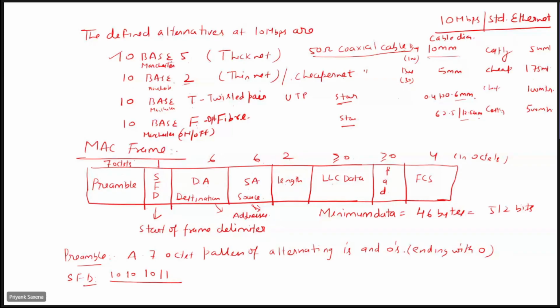Then padding to make this frame the required size. I will come to this framing later. FCS is 4 bytes. So what is the overhead? If you count, the preamble is 7, which is just for synchronization. Overhead is basically everything other than the data: 6 plus 6, 12, plus 2, 14, plus 4, 18.